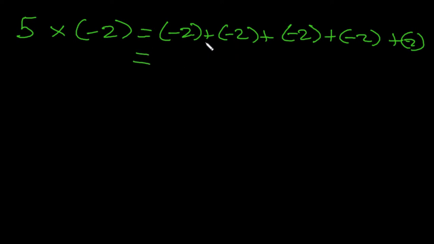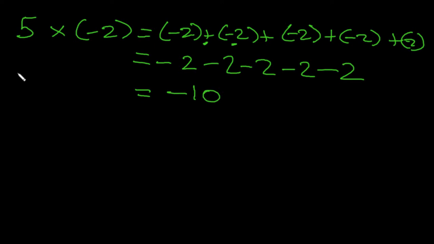And further, we're adding a negative number, which is the same as subtracting the complementary positive number. So that's the same as minus 2, minus 2, minus 2, minus 2, minus 2. And that equals minus 10.